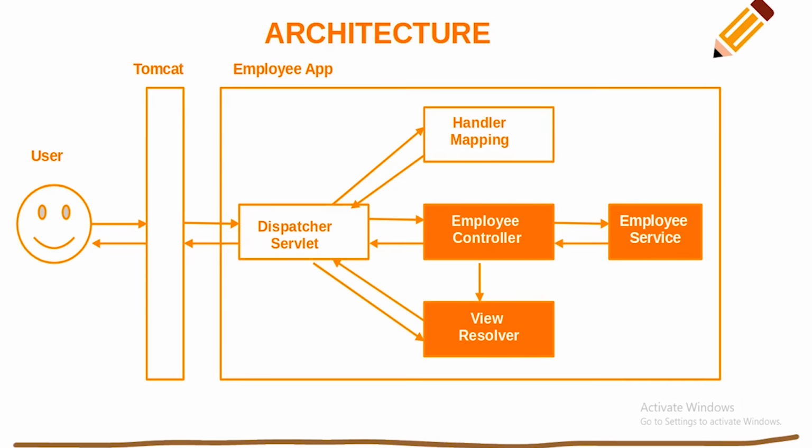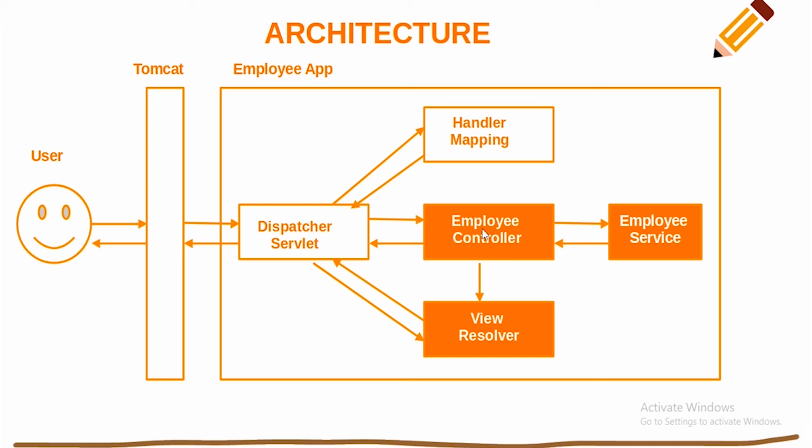Here is part of the architecture of our program. We have a user, and a user will send a request. The request will be accepted by Tomcat, and Tomcat will give the request to the dispatcher servlet. The dispatcher servlet will use a component called handler mapping to find the right controller action for the request. Inside our controller, it will find the right action for the given request, and based on this action, the controller will call functions inside the employee service, and then at the end it will return the page, which is a view resolver we have here.